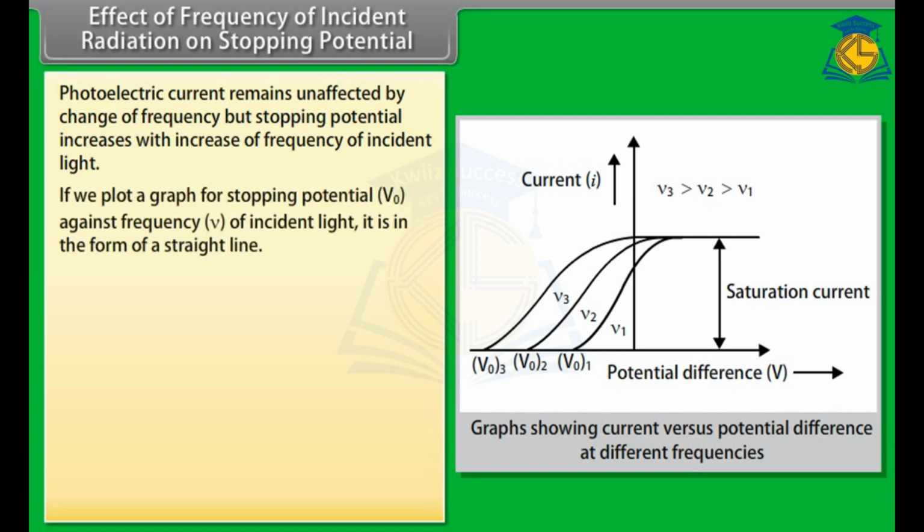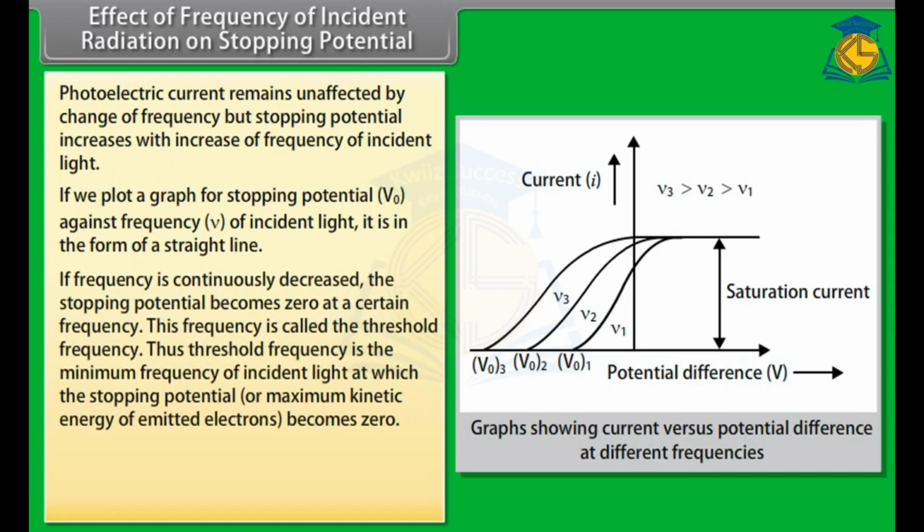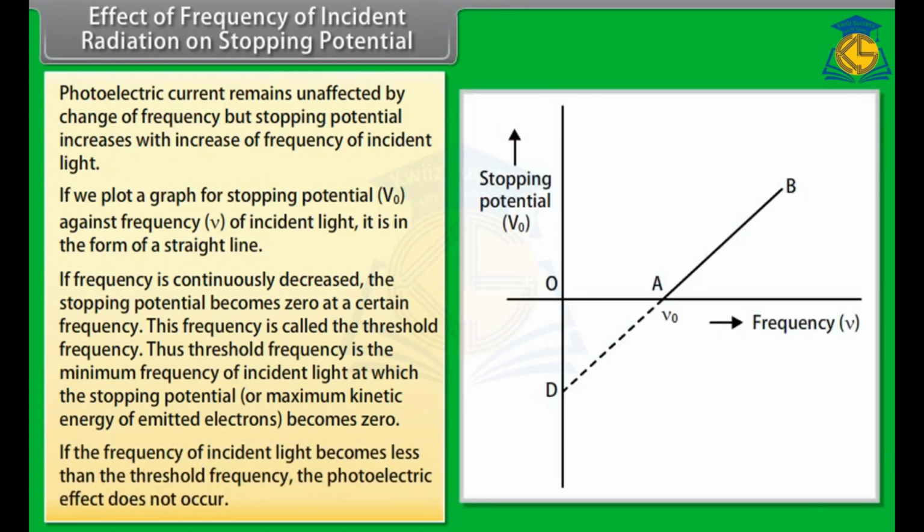If we plot a graph for stopping potential V0 against frequency of incident light, it is in the form of a straight line. If frequency is continuously decreased, the stopping potential becomes zero at a certain frequency. This frequency is called the threshold frequency. Thus, threshold frequency is the minimum frequency of incident light at which the stopping potential or maximum kinetic energy of emitted electrons becomes zero. If the frequency of incident light becomes less than the threshold frequency, the photoelectric effect does not occur.